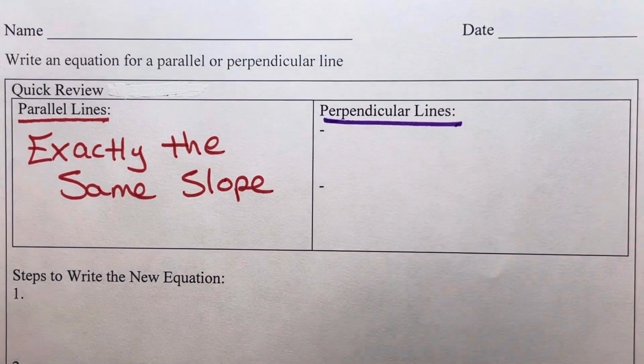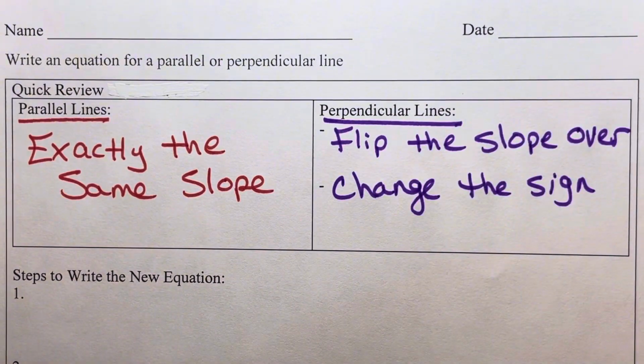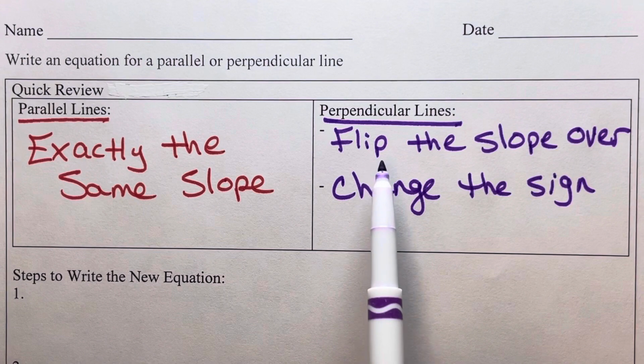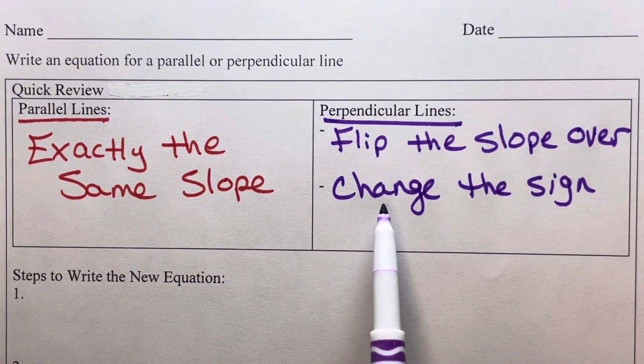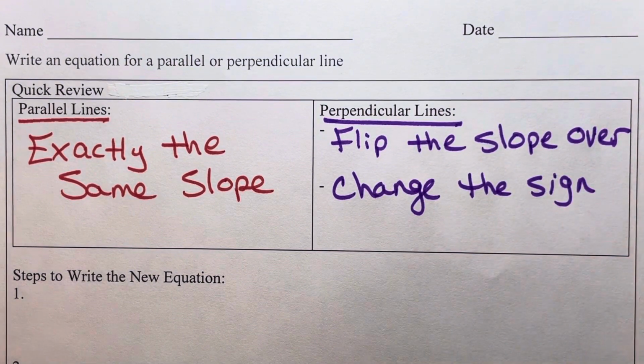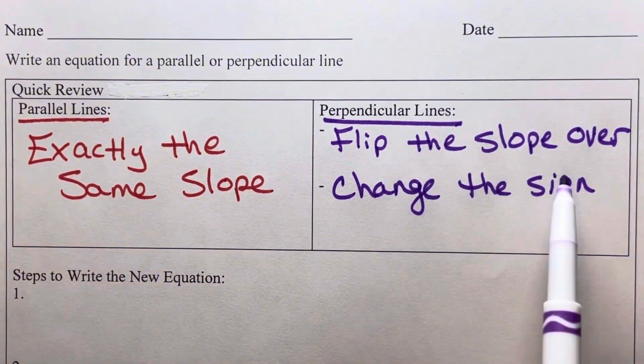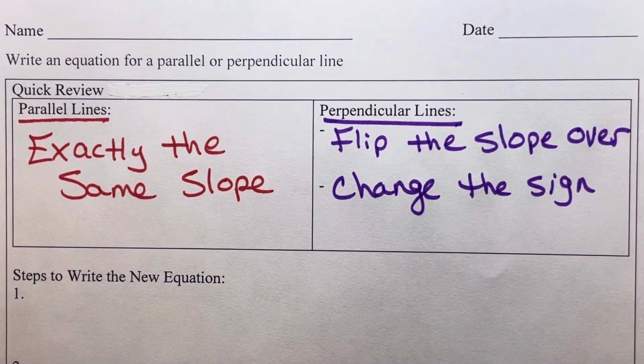Perpendicular lines. Lines that are perpendicular will need you to flip the slope over and change its sign. Those are called negative reciprocals.